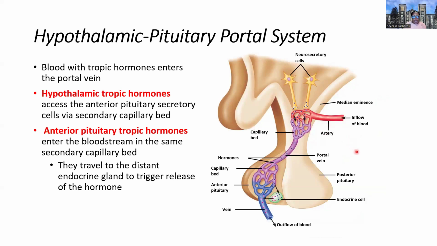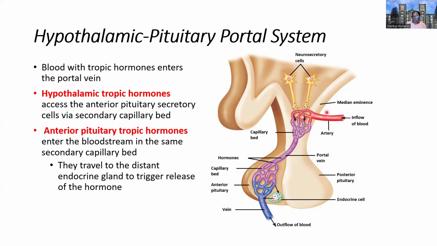So when we think about the hypothalamic trophic hormones, these are the hormones that are released from the neurosecretory cells or the neurons of the hypothalamus. Again, they're dropped off here in this first capillary bed. Then we have anterior pituitary trophic hormones, which is the second level of hormones that are going to be released from the anterior pituitary. And then they're going to travel to the distant endocrine glands to trigger the release of their hormones.